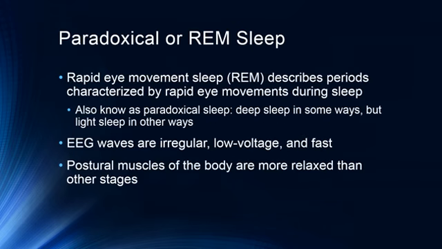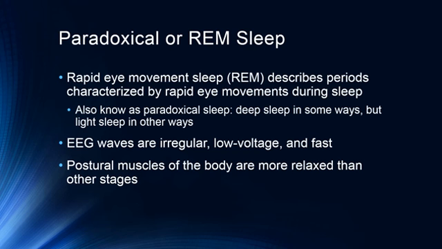We also have a period of sleep known as paradoxical sleep, or REM sleep, which describes periods characterized by rapid eye movements during sleep. We call this paradoxical sleep because it's a deep sleep in some ways, but a light sleep in other ways. Your brain is much more active, so the EEG waves are irregular, low voltage, and fast. And the postural muscles of the body are more relaxed than in other stages. In fact, we're generally pretty paralyzed during sleep.